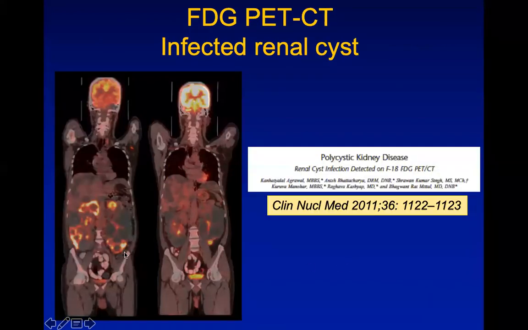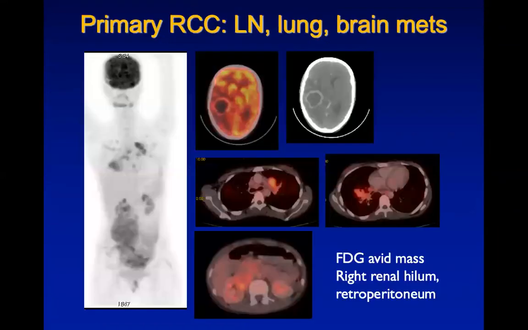Whereas an infected cyst, this is a polycystic kidney with multiple infections in the cysts, shows very high FDG uptake. You can use the FDG PET CT to identify specifically renal cortical cyst infection. Another role, which is more commonly used, is in primary RCC, to see whether there is metastasis. Here you can see there is metastasis to the mediastinal lymph nodes, the right hilum, and brain as well.